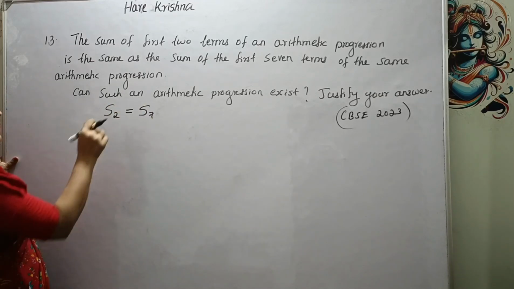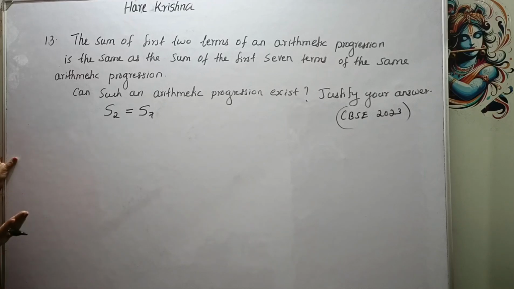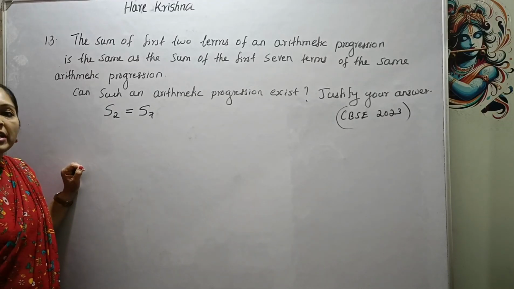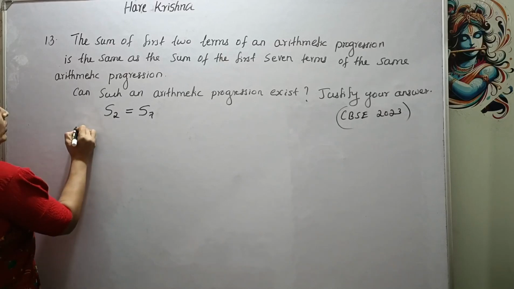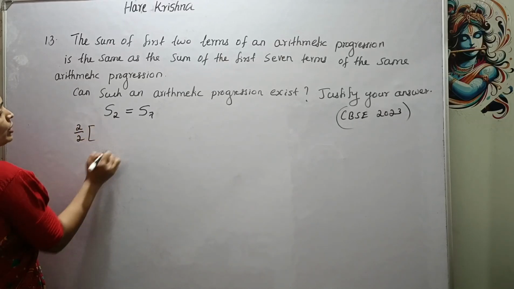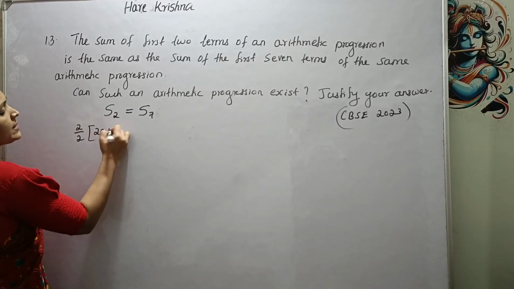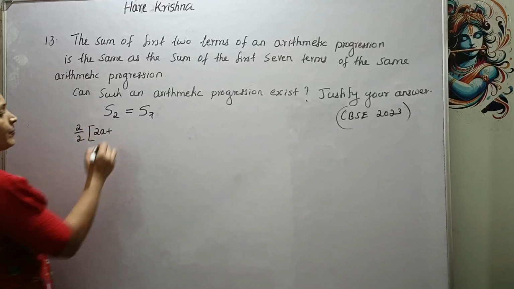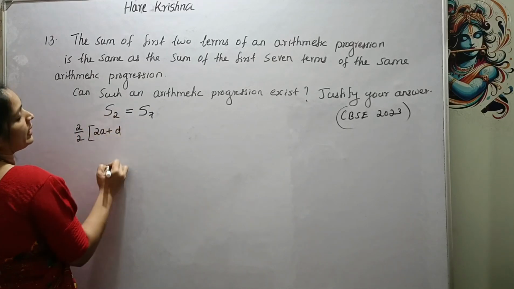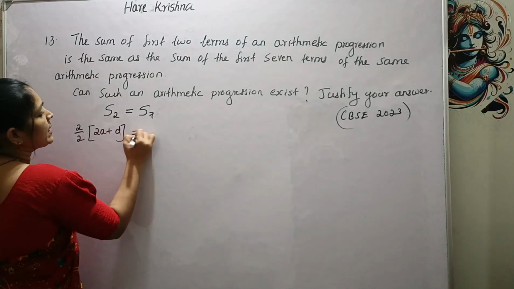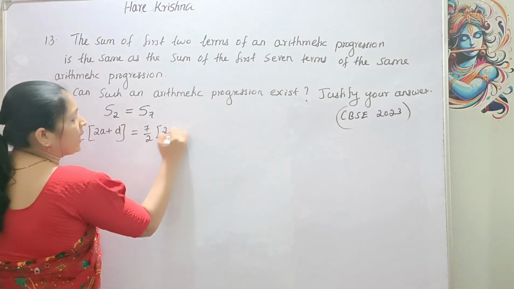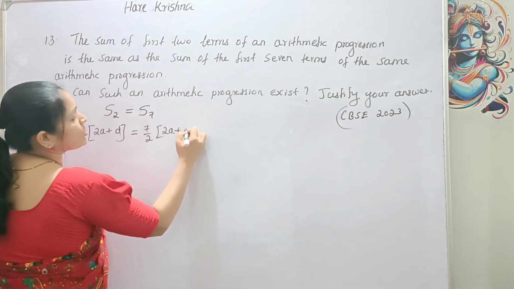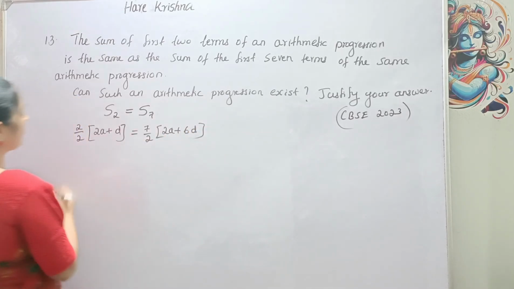That is the same AP. That is the sum of the first two terms and the sum of the first 7 terms of the same AP. Are equal. Now, S2 is equal to 2 by 2 into 2A plus (n minus 1)D. n is 2 here, that is 2 minus 1, D. 1 into D is equal to, here n is 7.